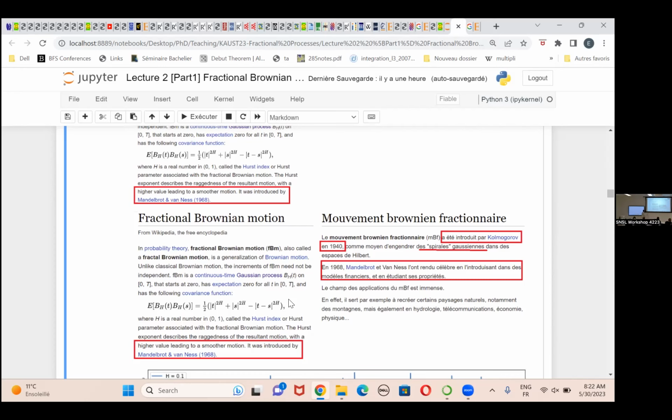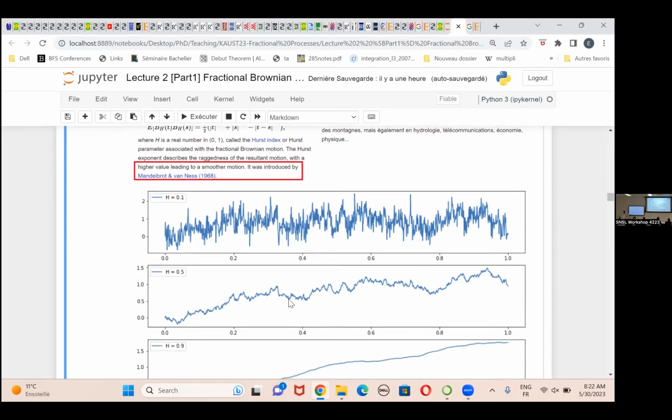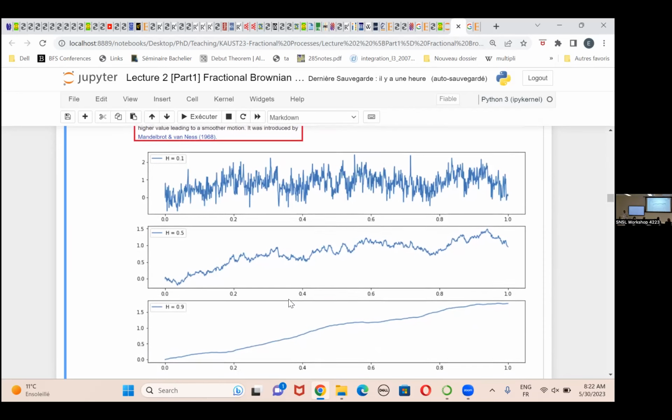I prefer this name. But yes, this is the history, at least a small snapshot of the history of fractional Brownian motion. It was actually introduced by Kolmogorov, at least in 1940. So let's look at some sample paths before studying the process.